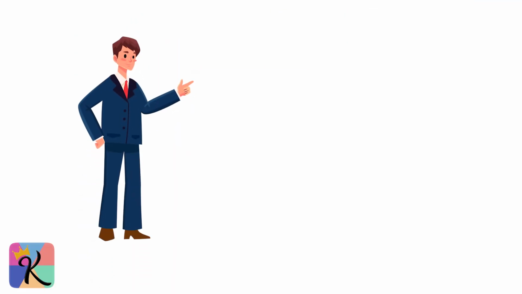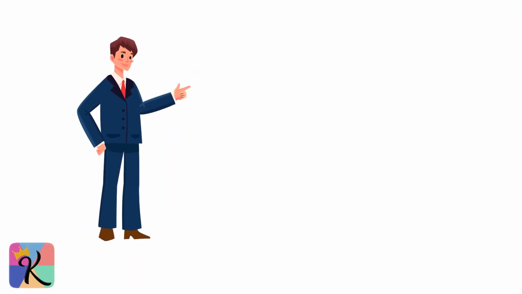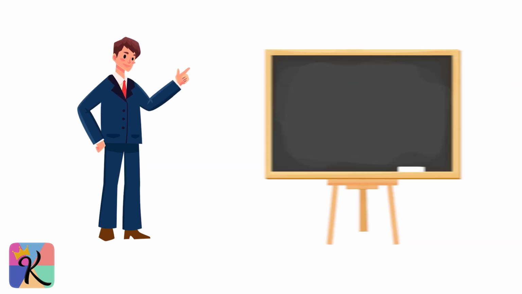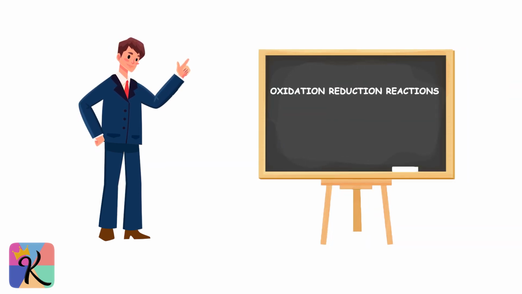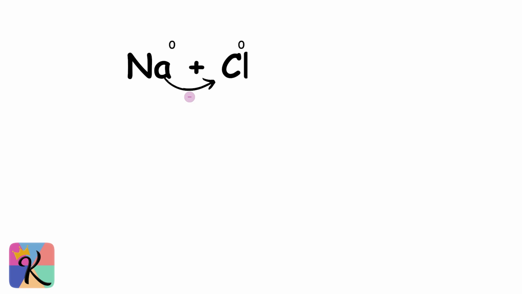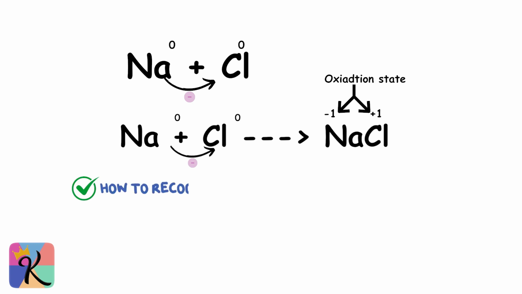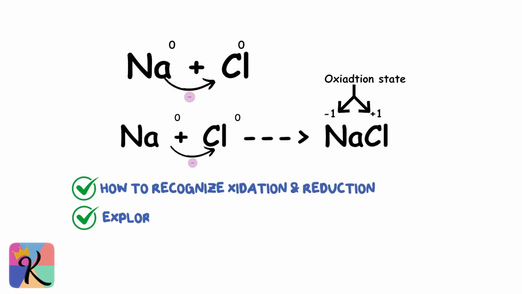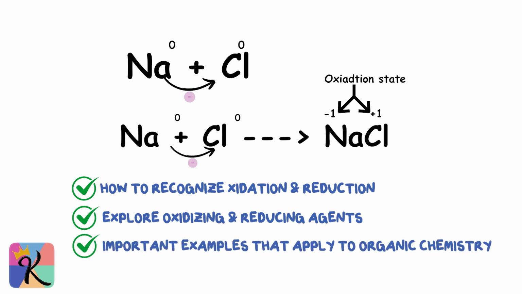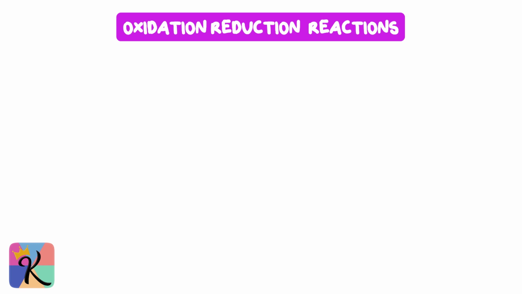Alright, so in today's video, we'll break down one of the most critical reactions in both general and organic chemistry, oxidation-reduction reactions, or redox reactions. These reactions are fundamental because they involve the transfer of electrons, changing the oxidation states of the molecules involved. We'll cover how to recognize oxidation and reduction, explore oxidizing and reducing agents, and walk through some important examples that apply directly to organic chemistry. By the end, you'll have a solid grasp on how redox reactions are central to molecular transformations. Let's begin with the fundamentals.